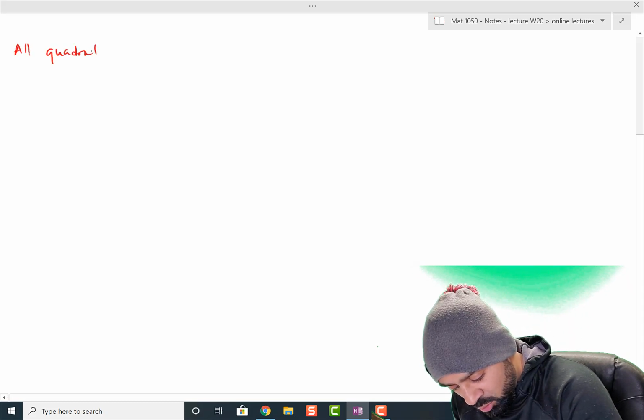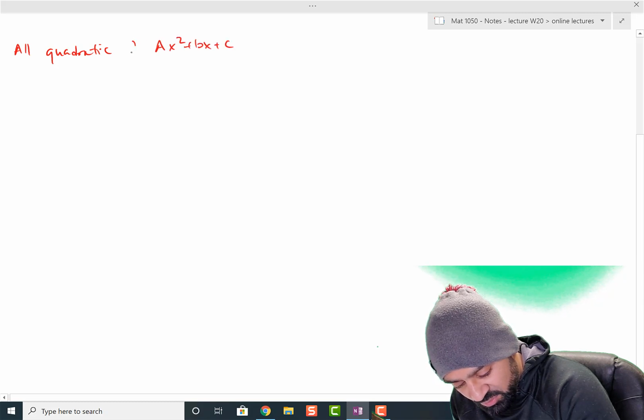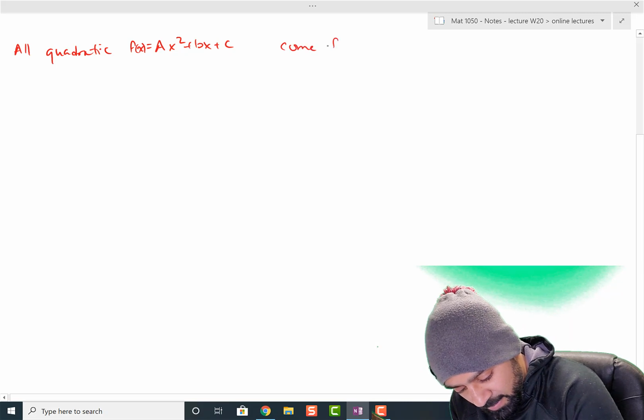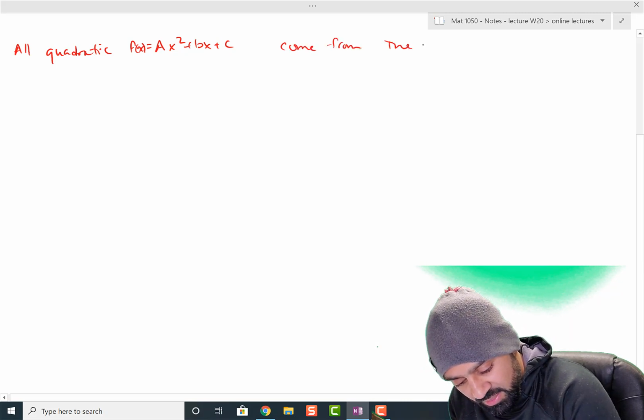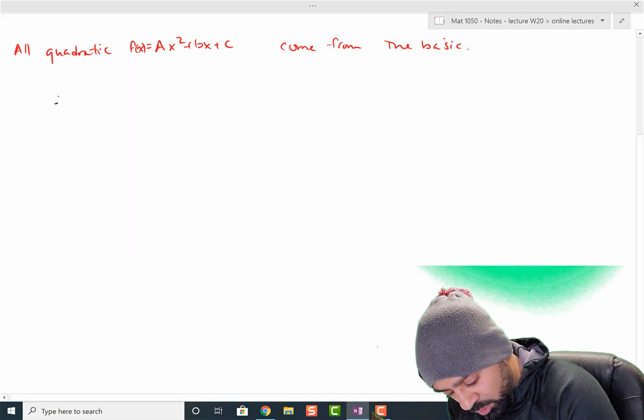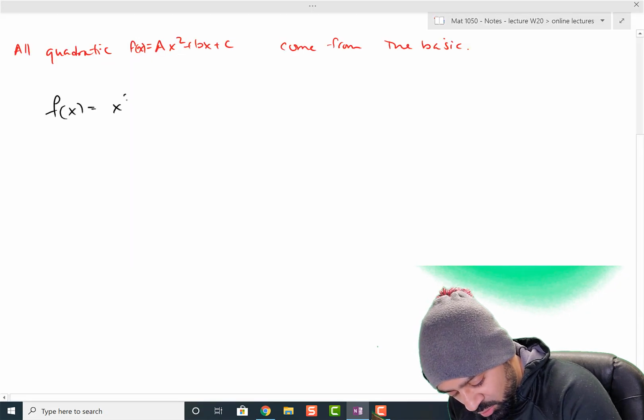Now, all quadratics come from the king or granddaddy or the originator, the basic quadratic graph. What I mean by all quadratics, which look like ax squared plus bx plus c if we were trying to graph these functions, is that all of them come from the basic quadratic. The most basic quadratic, and I'll write him in black because we're going to work with him quite a bit, is f of x equals x squared.